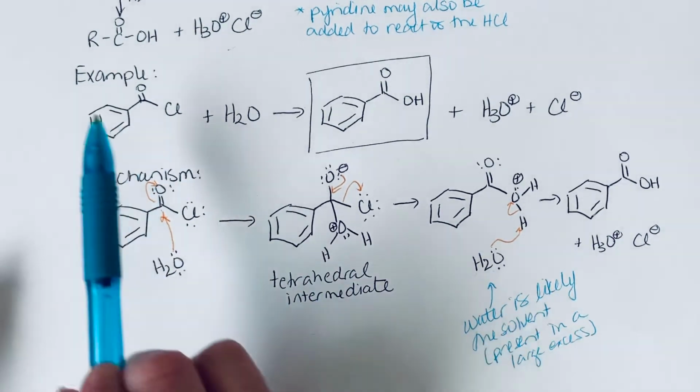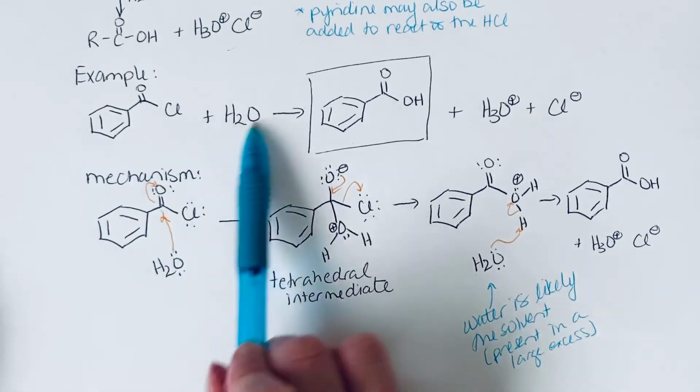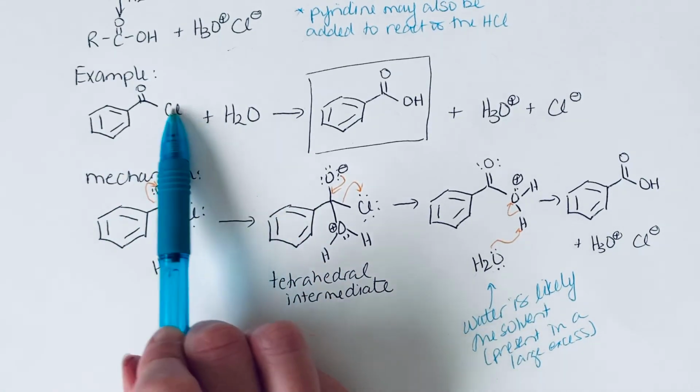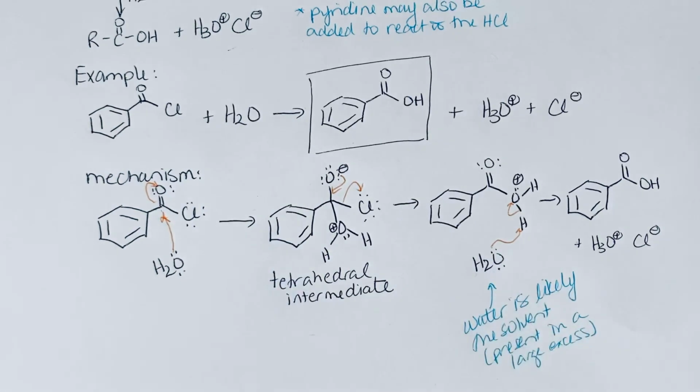So overall, you can take an acid chloride, and if you see it reacting with water, you're just going to be replacing that chlorine overall with an OH. So this reaction takes place really readily. Acid chlorides are actually very water sensitive, which means if you're working with them in a lab and you don't want them to react with water, you have to take great care to exclude water from your reaction.